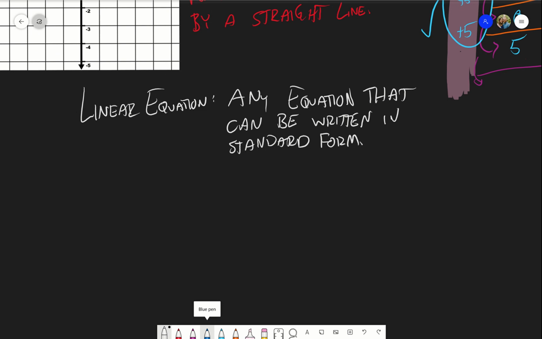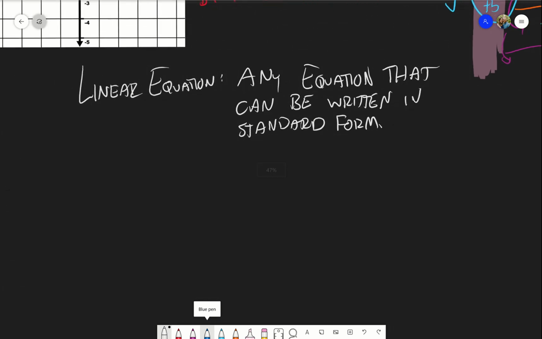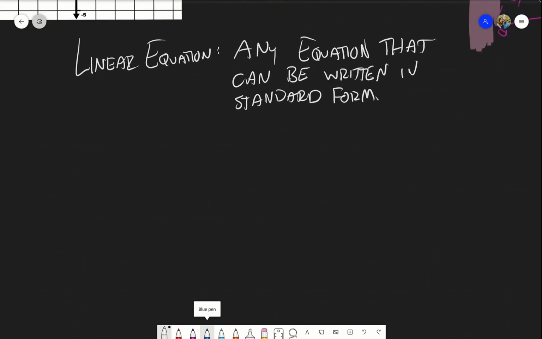And then again, you might be going, well, what is standard form? I get all of these words here, but what is standard form? Well, standard form is a way that we can write equations. It is ax plus by equals c.